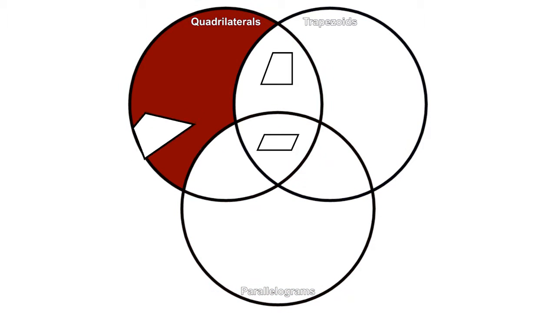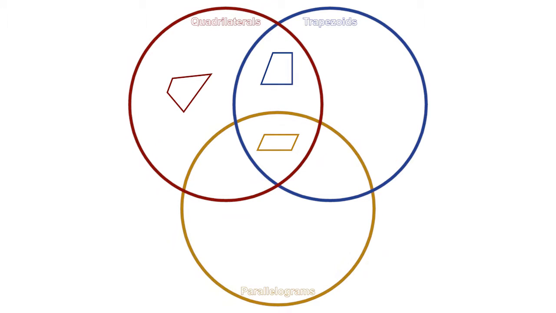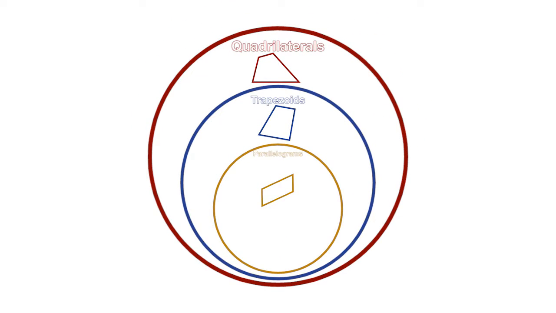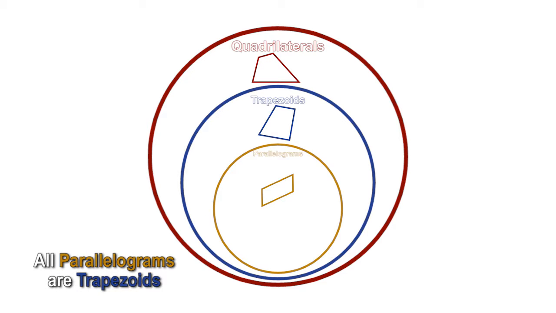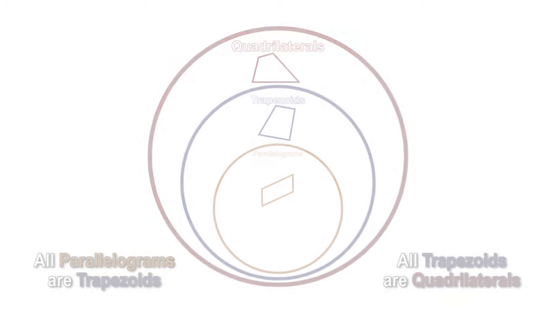The last shape has 4 sides but no sets of parallel sides, so it will go into the quadrilateral only circle. Students will notice that all the shapes are in the quadrilateral circle and that all the parallelograms are also inside the trapezoid circle. The Venn diagram will be adjusted so that the quadrilaterals is the outermost circle and it contains all the trapezoids and all the parallelograms. This can be interpreted to mean that all parallelograms are trapezoids and all trapezoids are quadrilaterals.